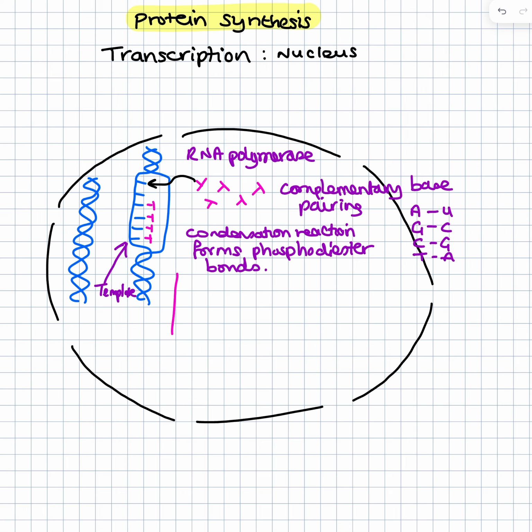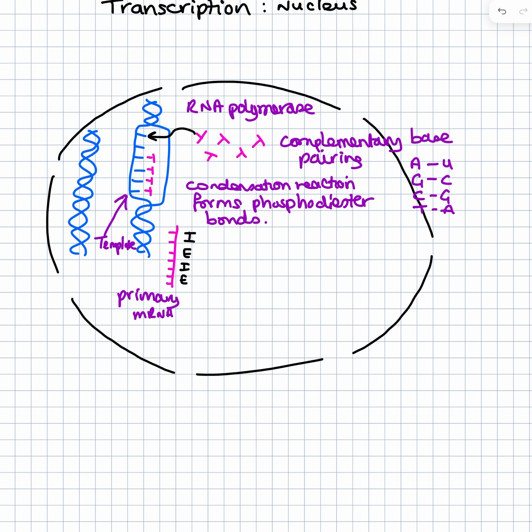Once the nucleotides have been joined, we have a molecule called primary mRNA, also called pre-mRNA. This molecule is composed of introns and exons. Introns are sections of DNA that do not code for a sequence of amino acids, whereas exons do code for a sequence of amino acids. We need to remove these introns as they don't code. This process we call splicing.